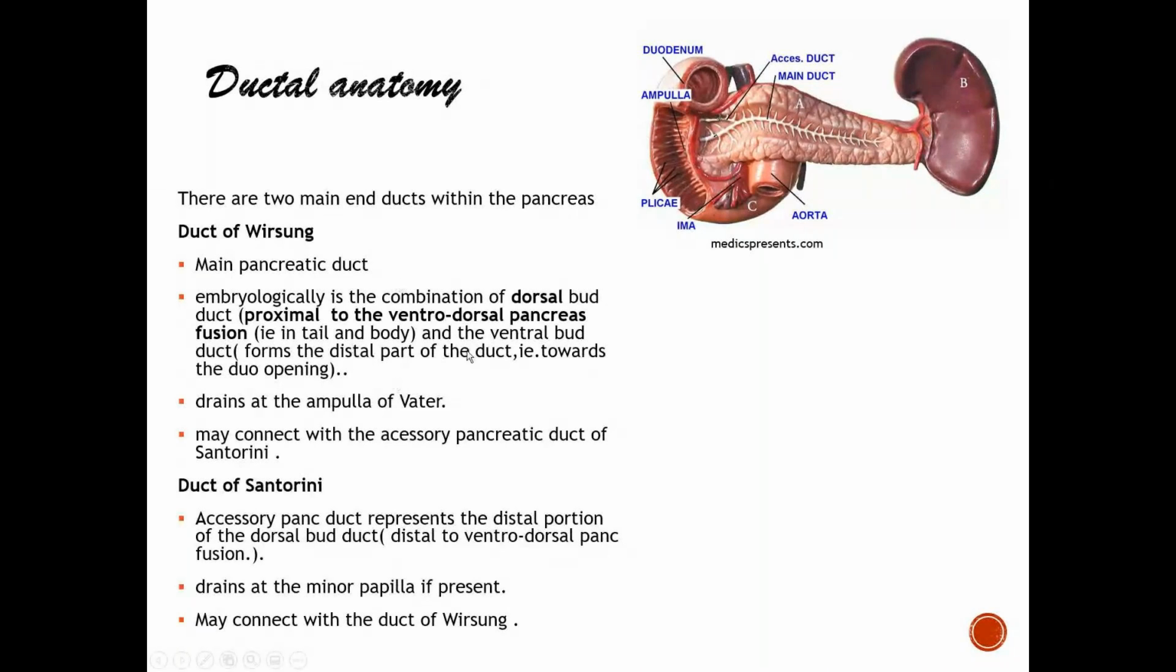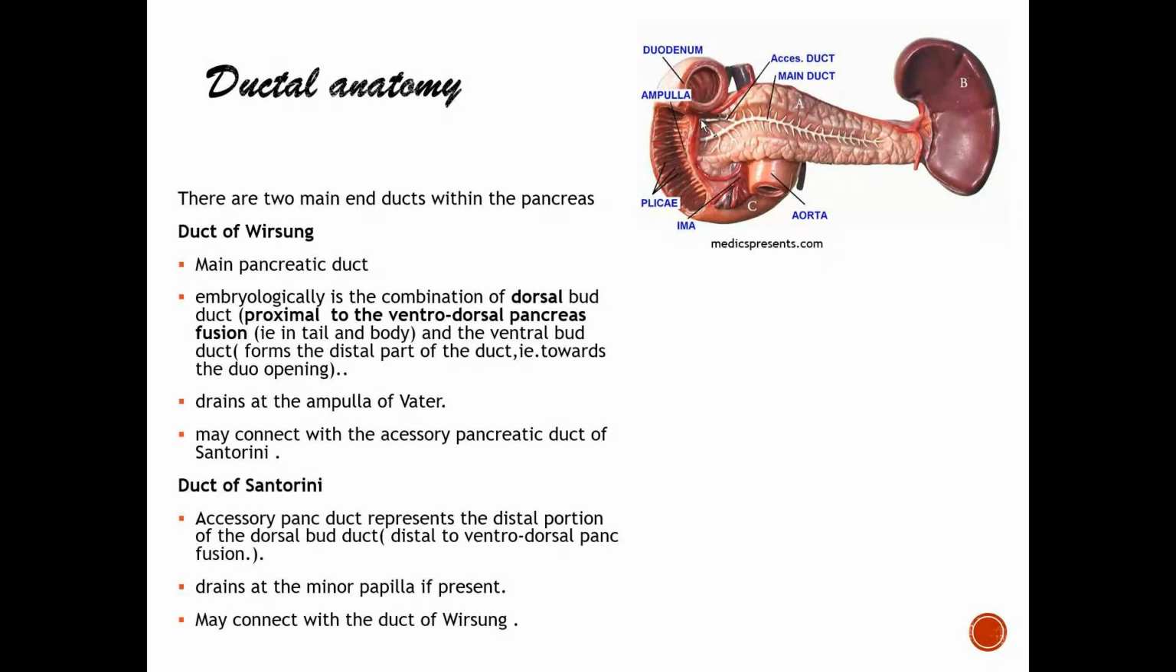Now, it may or may not be connected to the accessory duct. There are a number of variations of the ductal anatomy, but the distal part of the dorsal bud duct remains as the accessory duct. That accessory duct opens at a separate papilla, and that is the duct of Santorini opening at the minor pancreatic papilla. It may or may not be connected to the duct of Wirsung. So that's the ductal anatomy.